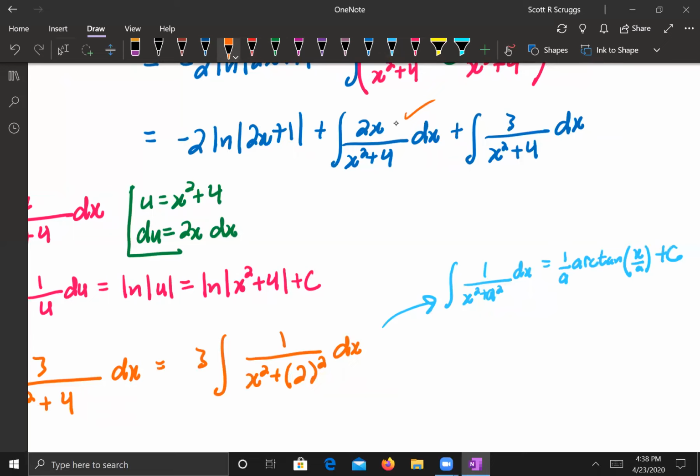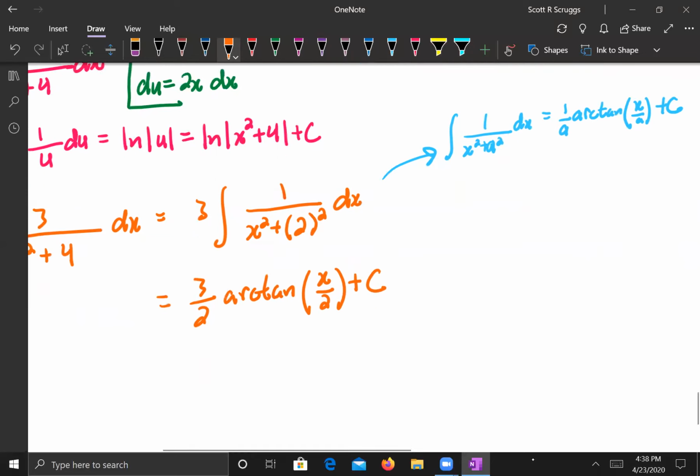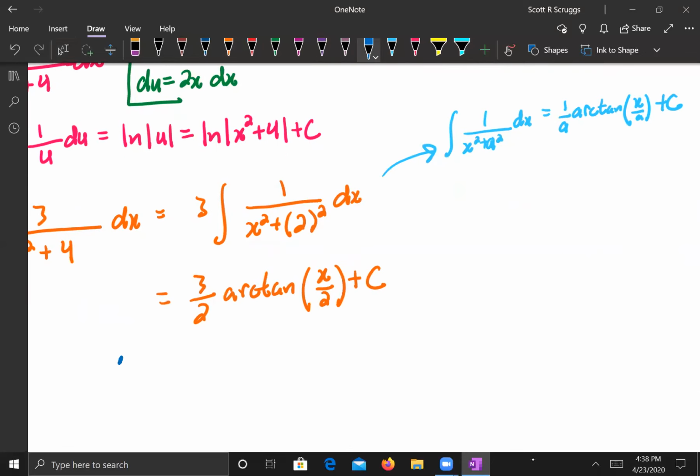If you don't remember that antiderivative rule, you can always think of a u sub once I factor out 4 or 2 squared out, and then my u will be x over 2. But using that antiderivative rule, I get that my integral is 3 over 2 times arctan of x over 2 plus c. And now the final integral is taken care of. So I say I'm now finished.